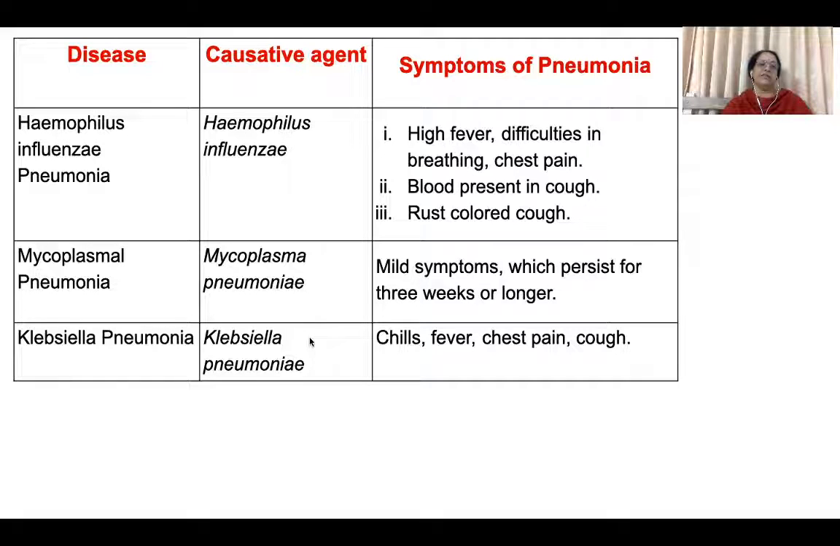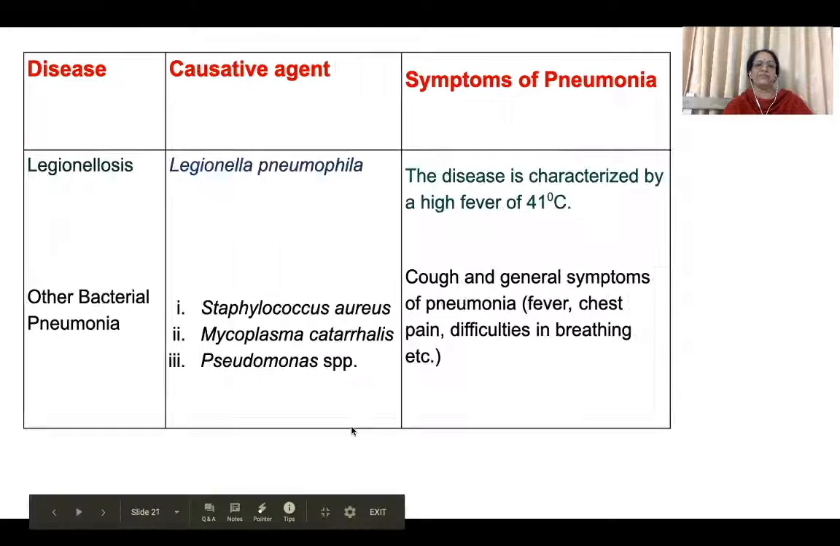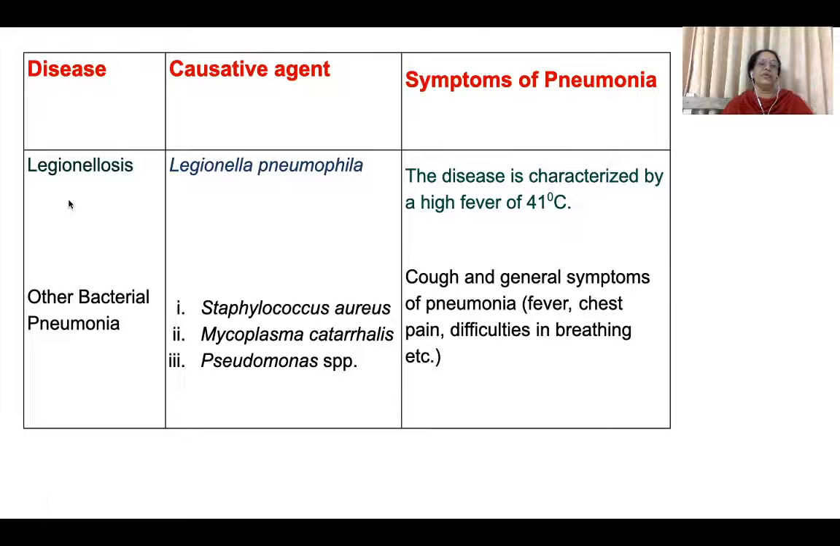Next disease, Klebsiella pneumonia caused by Klebsiella pneumoniae. Here there are chills, fever, chest pain as well as a cough. Next disease is legionellosis caused by Legionella pneumophila. The disease is characterized by high grade fever, that is up to 41 degrees Celsius.